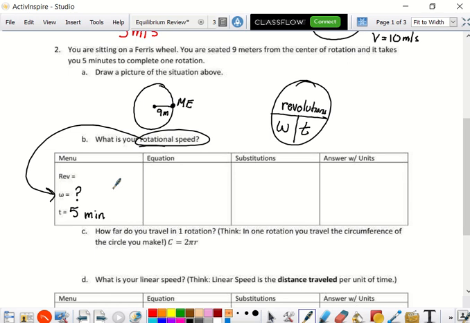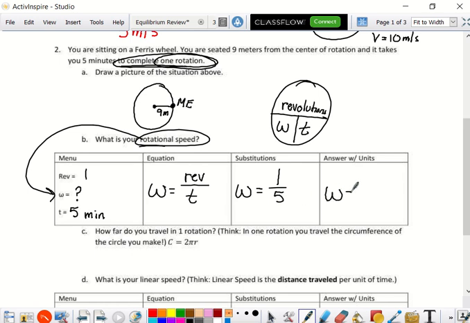Okay, let's go back and read that. You're sitting on a Ferris wheel. You're seated 9 meters from the center of rotation. It takes you 5 minutes to complete 1 rotation. So 1 rotation is how far we went. 1 rotation or revolution. Okay? So now, cover up the omega. Revolutions or rotations is on top, time is on the bottom. 1 divided by 5. I get 0.2 rotations per, in this case, minute, because our time was in minutes.